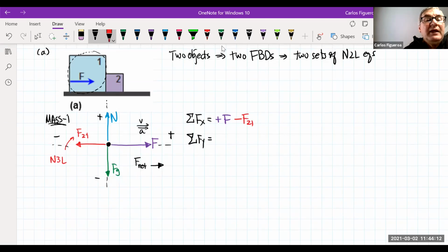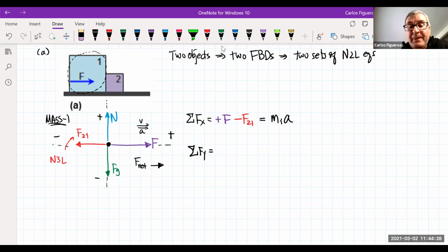Is this thing accelerating? Yes. What is accelerating? Mass 1. That's what's accelerating. So what's the cause here? As we already said, what caused this thing to move forward? What caused this thing to accelerate? It's not the force F. This is the cause of the acceleration. It's F minus F21, not the force F. It's very common for people to say it's the force F that's the cause. That's not the case.